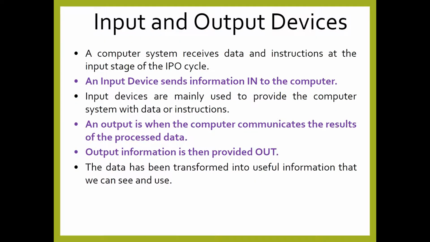We're going to look quickly at input and output devices. We should know about this already, but a quick recap. An input device is what sends information into a computer, so things like your keyboard, your mouse, your microphone. An output device is what comes out of a computer, so things like your monitor, your printer, because all those things come out of a computer.